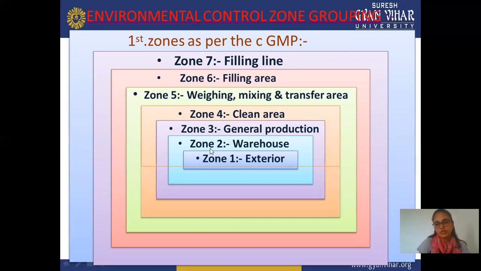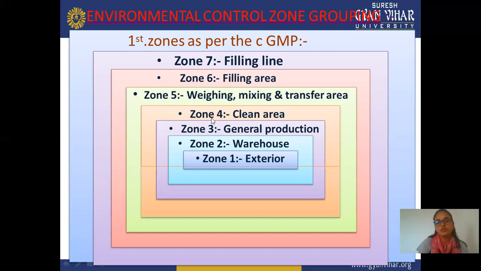After this first zone, the second zone is the warehouse, where you store all the ingredients or excipients, or you can say that this is the storage of your material. And third is zone 3. This is known as the general production zone, where production of your formulations takes place.